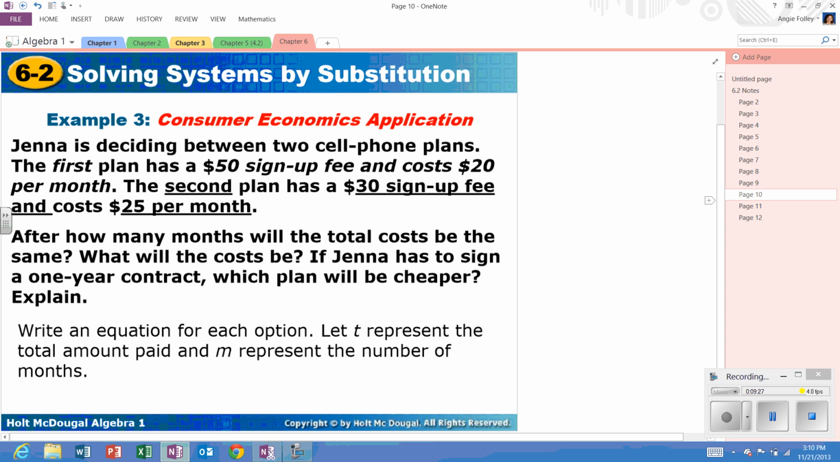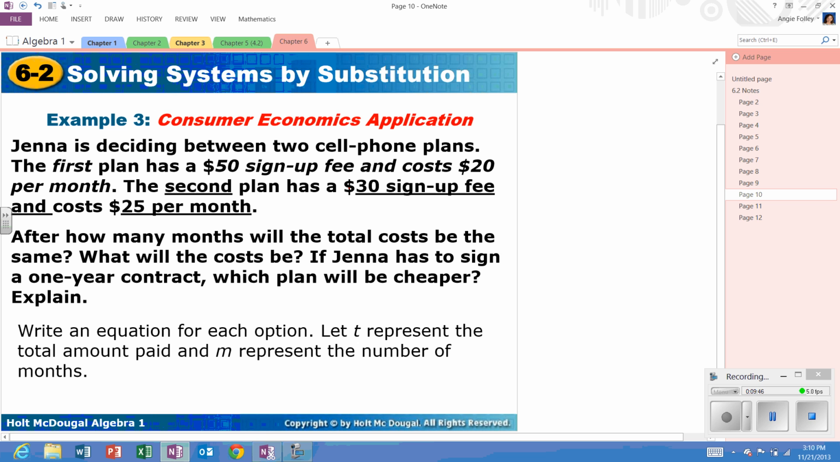Okay, now we're going to do a little bit of a word problem. I accidentally cut out one of those slides, so you guys are going to have to watch me write over on the side to get some space. Jenna's deciding between two cell phone plans. The first plan has $50 a month for a fee just to sign up for the plan, and then it costs you $20 per month on top of that.